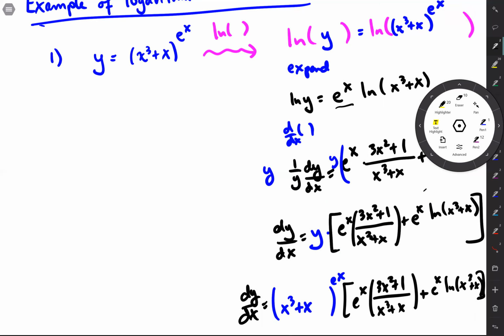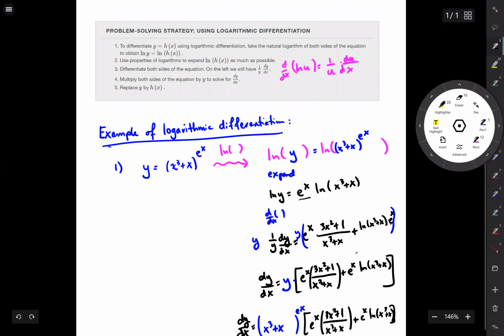And that's all there is to logarithmic differentiation. If you just remember this 5-step process, you should be in good shape.